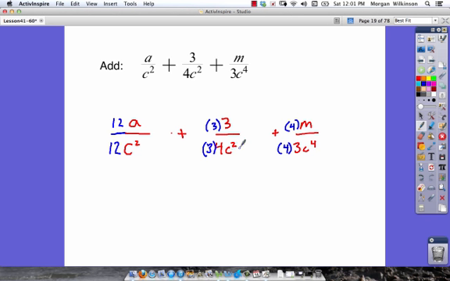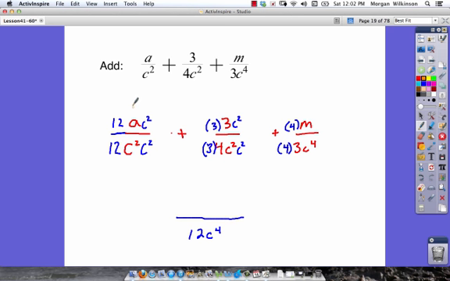Well, we need to have c to the fourth everywhere. So we're going to multiply by c squared, and we're going to multiply by c squared. Now we need to simplify. We know our denominator. The denominator answer must be 12c to the fourth. That's because that's our least common denominator for the problem.